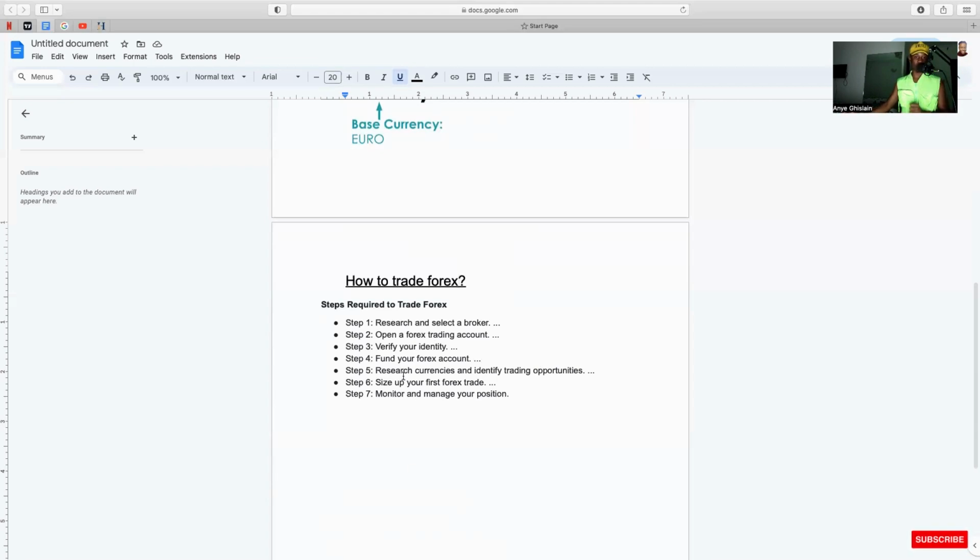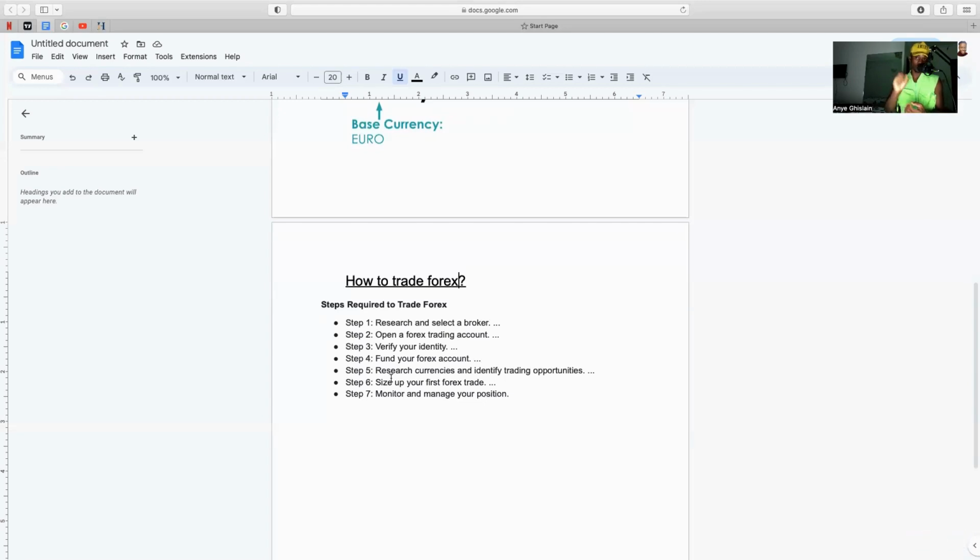So now we go on to the fourth step here, which is to fund your Forex account. Of course, it is not a trading account if there's no money inside. So you need to have money in your Forex account. If not, you cannot make money. You cannot place trades. You cannot do anything. You need to fund it. It's like having a car without fuel in it. You cannot go anywhere.